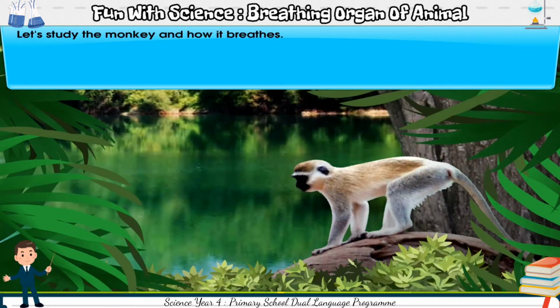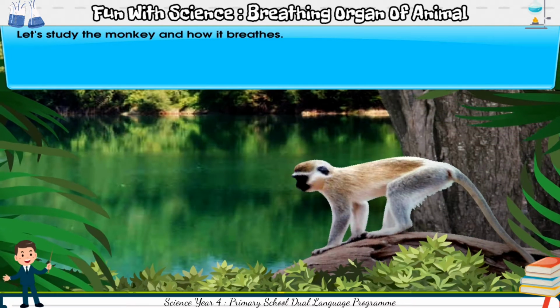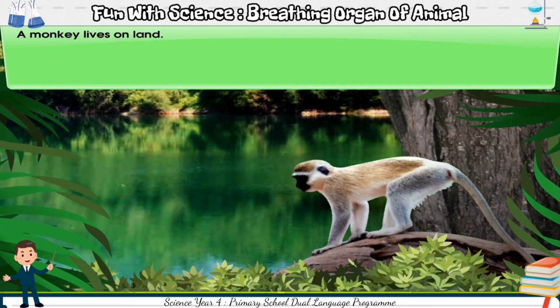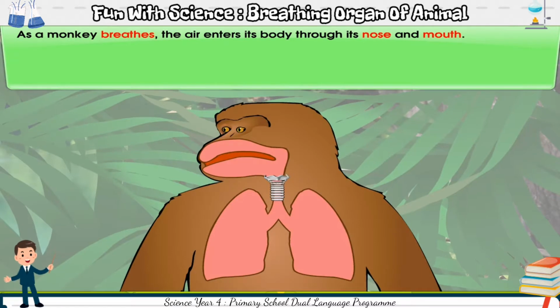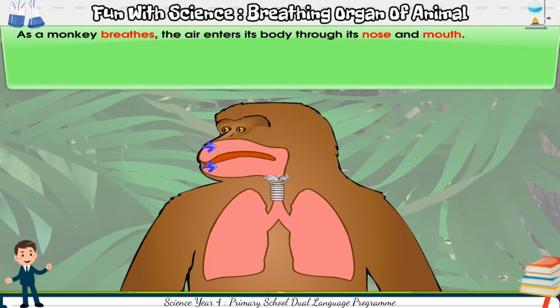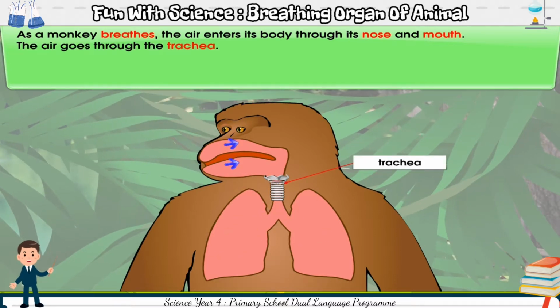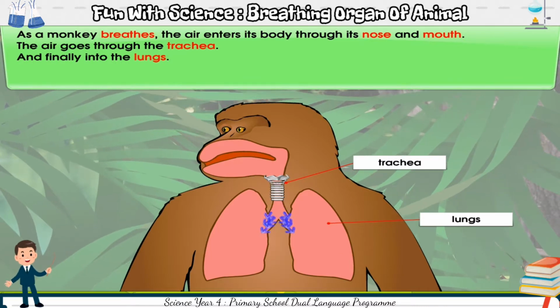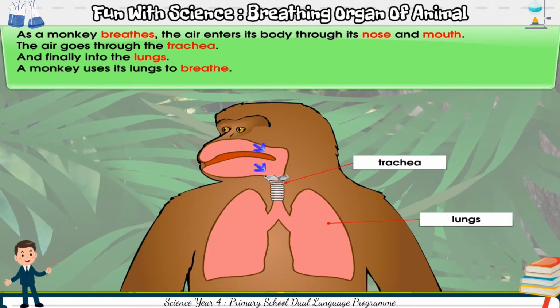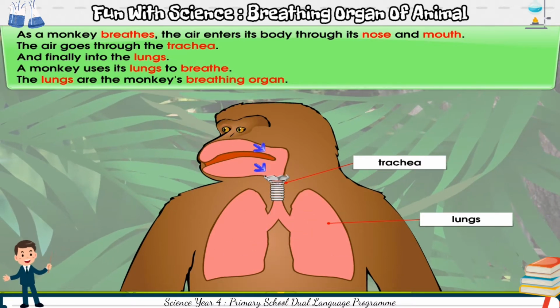Let's study the monkey and how it breathes. A monkey lives on land. As a monkey breathes, the air enters its body through its nose and mouth. The air goes through the trachea and finally into the lungs. A monkey uses its lungs to breathe. The lungs are the monkey's breathing organ.